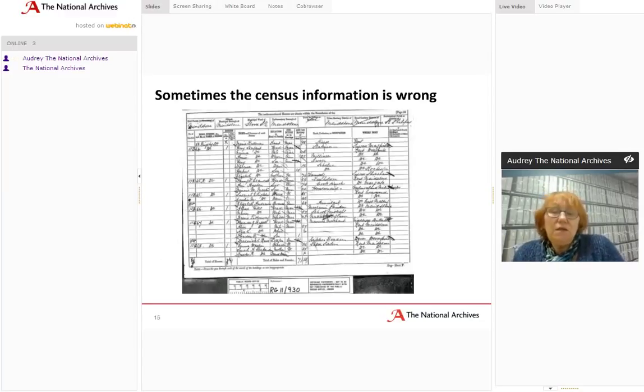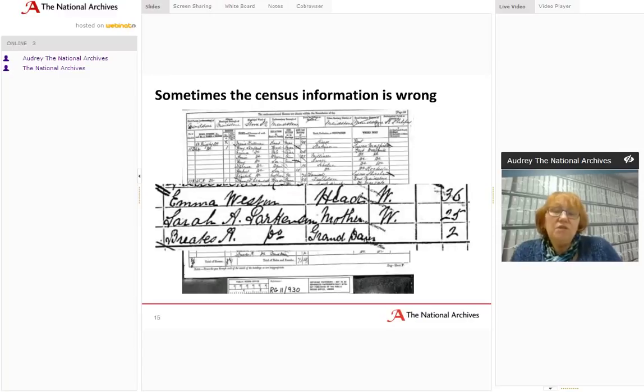Now, sometimes the information that's in the census itself, quite apart from spellings and ages and so on, is just completely wrong. And in this one case, I think it's because the people filling in the household schedule just didn't quite understand the instructions and made a bit of a mess of it. And it's the family that's right down the very bottom of this page. And I'm showing you the detail here, just of their names and their ages.